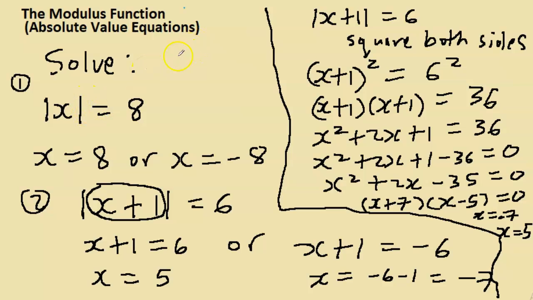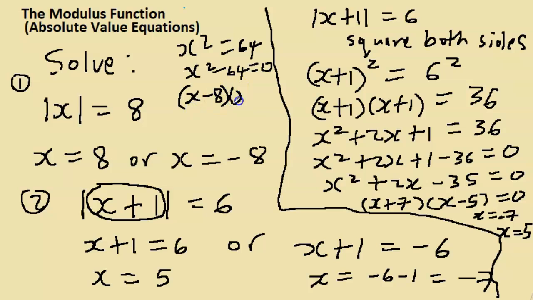Likewise, this was the first one. If you square both sides, you get x squared equal to 8 squared, which is 64. This is x squared minus 64. That's a difference of two squares, x squared minus 8 squared. If I factorize the difference of squares, x minus 8, x plus 8. If I equate x minus 8 to 0, x equal to 8. Equate x plus 8 to 0 and solve, x equal to negative 8.